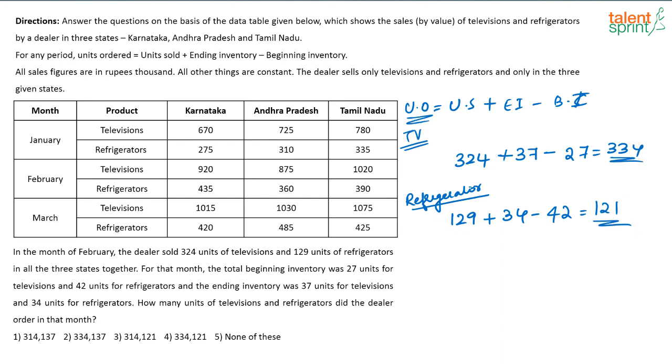Which is your answer option? Very easy. Option 4. How many units of television did the dealer order in that month? Direct substitution in the formula and you get the answer. 334 and 121. Got it?